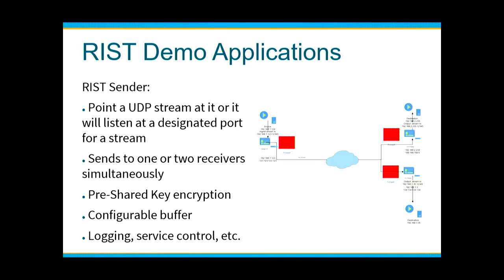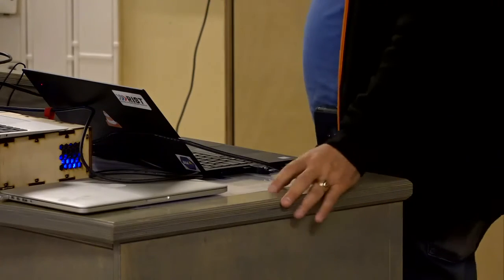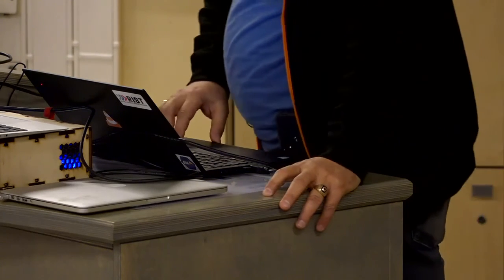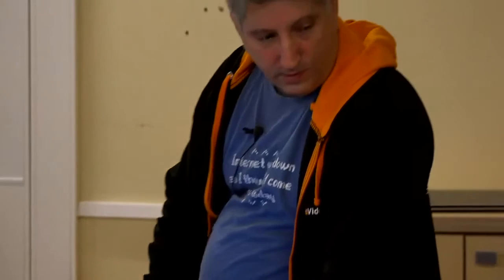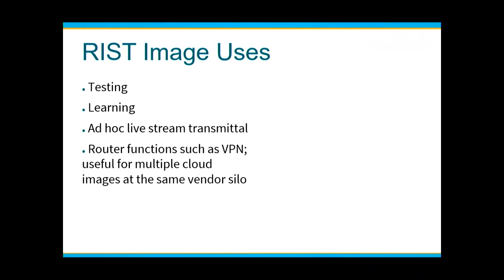On the receiver side, we read the RIST stream, decrypt it, and output to the next stage device. Could be a player, or maybe you want to output as a local network multicast to be used locally, on the receiver side for other purposes. So possible uses of the image: test it, learn it, ad hoc live stream transmittal, a relay, development, whatever you want to use it for.